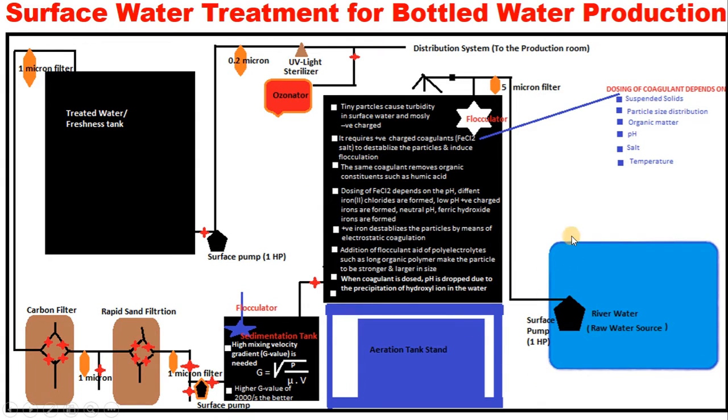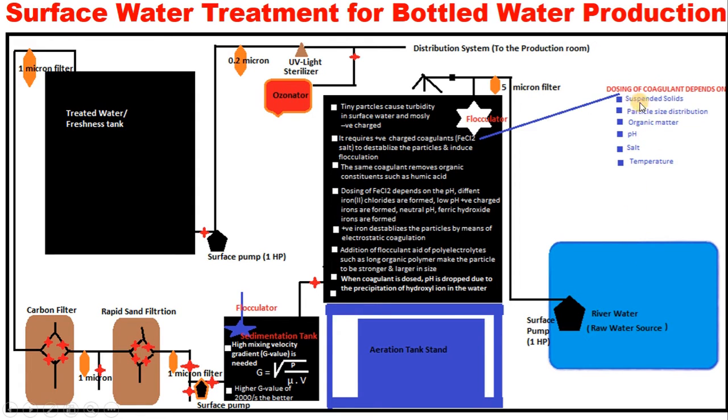Last week we had our bottled water production and treatment from groundwater. But this week we're having our source from river water. So the raw water source is from river, and that's why we titled it Surface Water Treatment for Bottled Water Production.